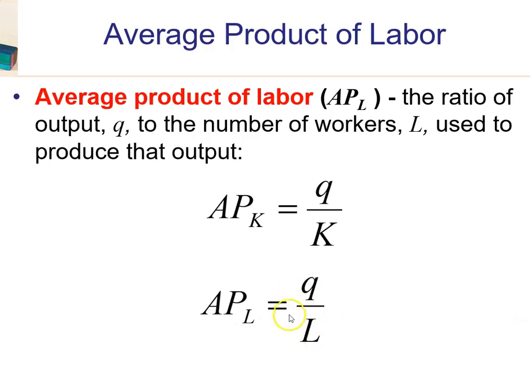So here, we don't have changes in Q or changes in L like we did for marginal. We simply have the straight up division. Output divided by workers. Average product of capital is calculated in a similar fashion. It's going to be your output divided by your capital. This will tell you your output of your typical machine. Average product of labor will tell you your output of your typical worker.